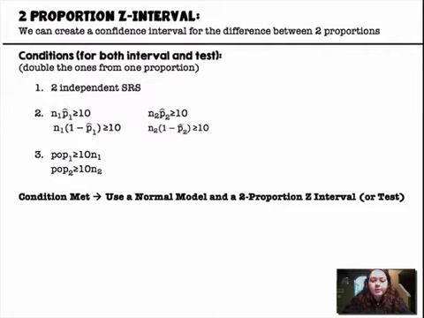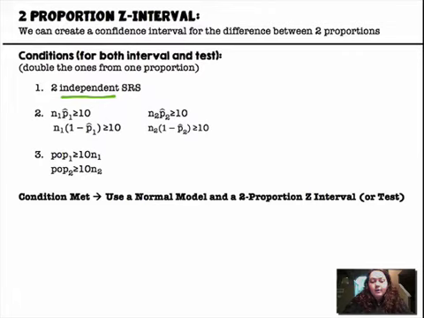So, conditions for both interval and a test. Remember, we have to double the ones for a one proportion. So we have two independent simple random samples. The key is that it's independent. So you might say the sample for men is a stated simple random sample, which is independent from the other sample for women, which is also a stated simple random sample. Or you might make a statement about it being random and then another statement about it being independent, however you choose.